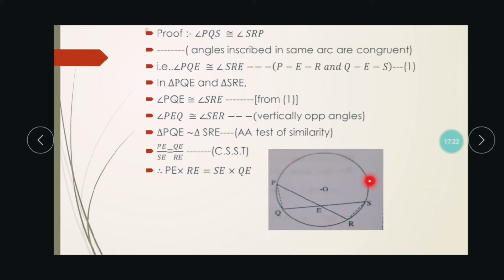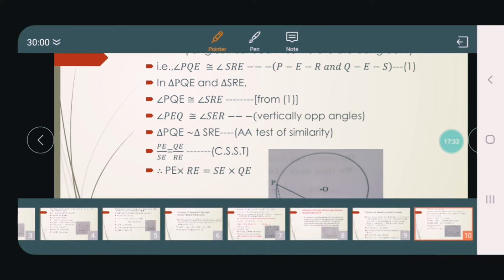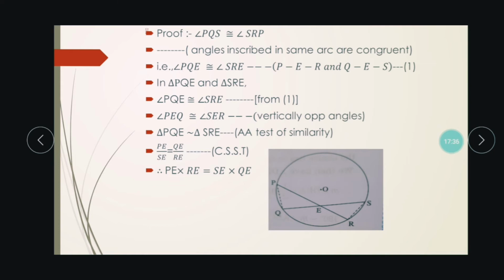Now what is given to us? We have been given a circle with center O. Two chords are given, PR and QS. Both are intersecting each other inside the circle at point E. Now what do we have to prove? The segments formed by chord PR are PE and ER, and the segments formed by the other chord QS are QE and ES, right? We have to prove that PE into ER is equal to QE into ES.